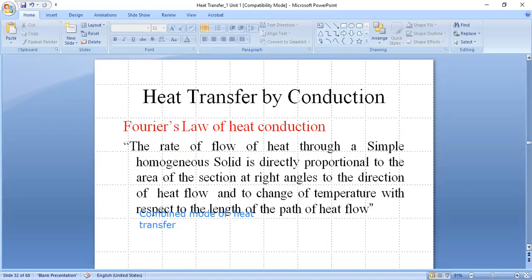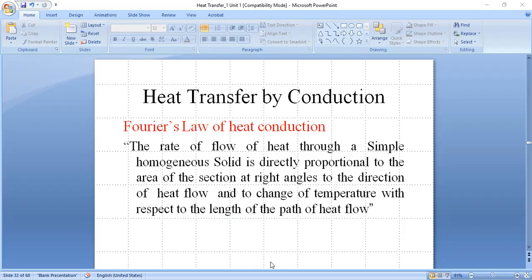Next, I'll move on to heat transfer by conduction. There are three laws in heat transfer. One is the law of conduction: the rate of flow of heat through a simple and homogeneous solid is directly proportional to the area of the section at right angles to the direction of heat flow, and to the change of temperature with respect to the length of the path of heat flow.